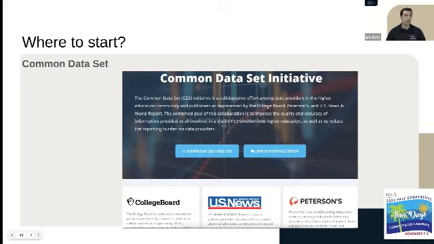This is pulled directly from the Common Data Set's webpage, where the 3 groups who fund it and organize it are the College Board, US News and World Report, and Peterson's. So to put this into perspective, you have the people responsible for manufacturing and putting in all the propaganda of testing and why we should have more SAT and ACT.